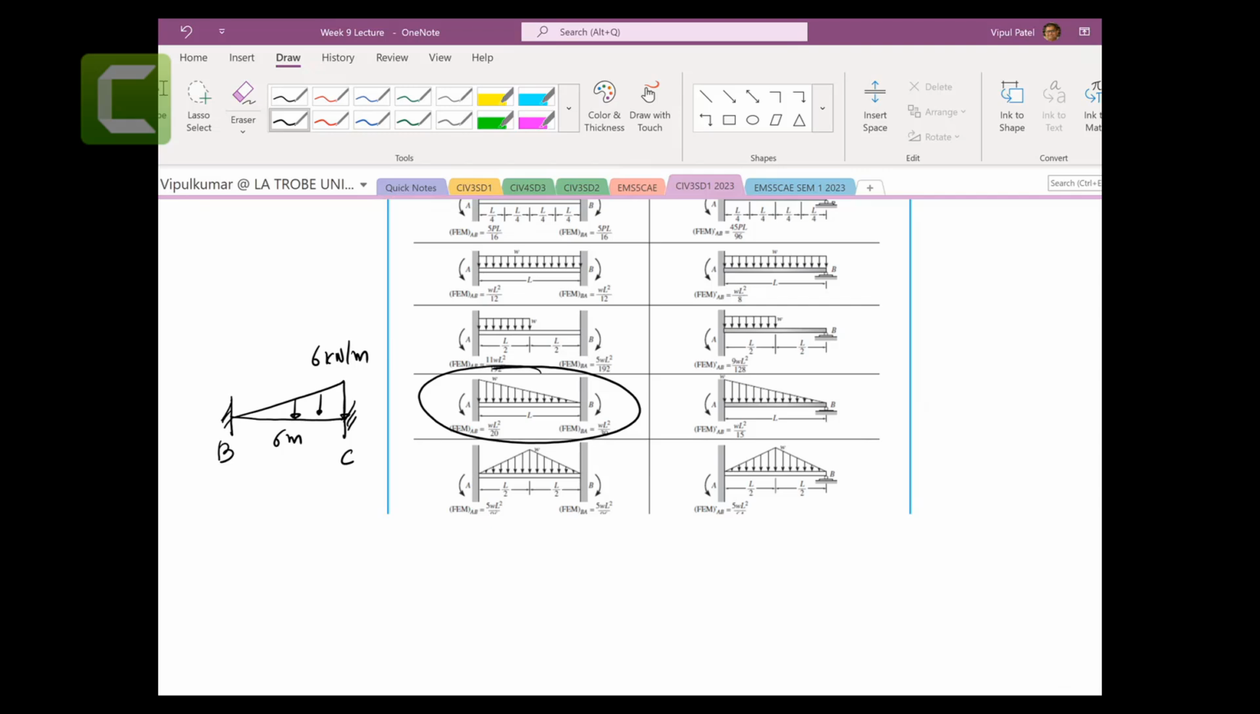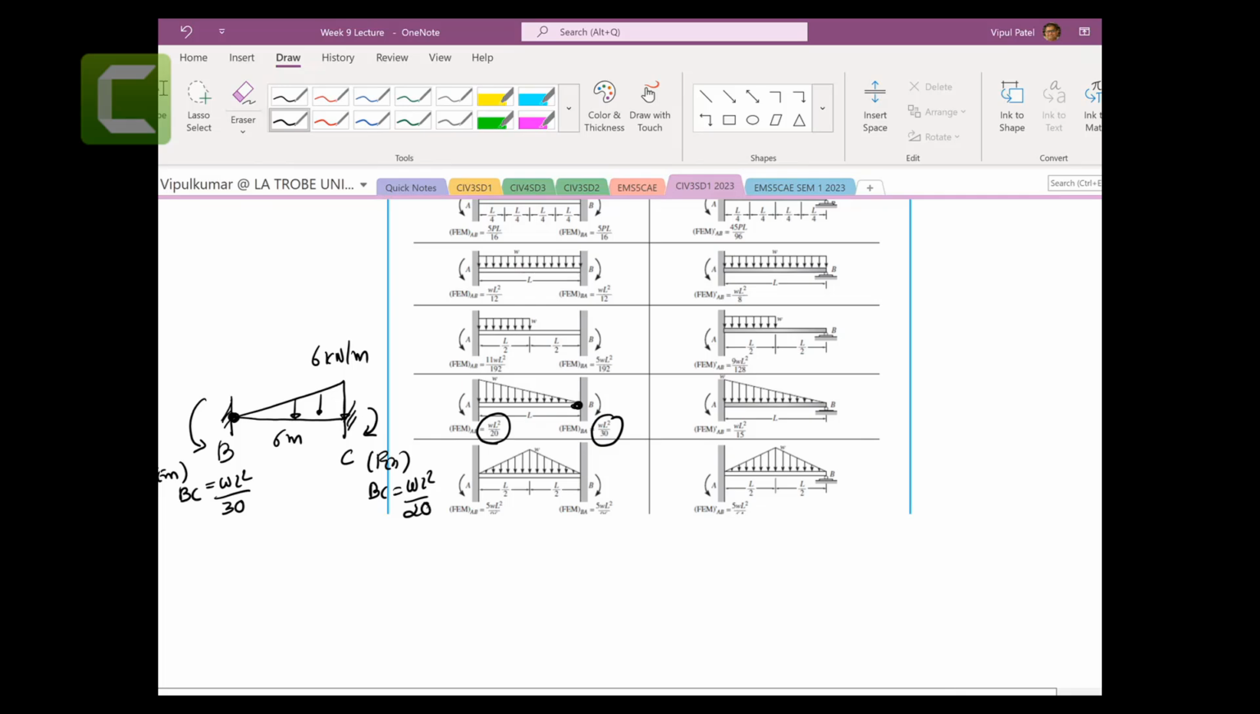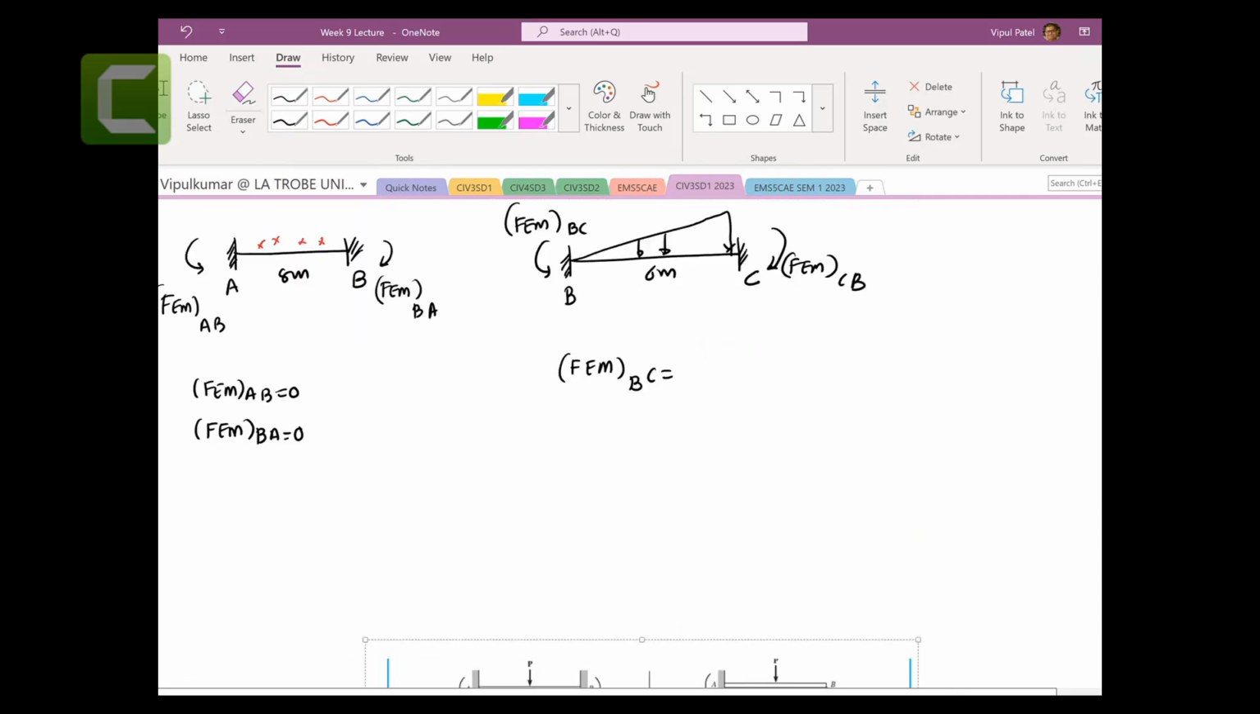So this end would be like this, and this end would be the fixed end moment of BC. And that would be your WL square on 30, right? So that is WL square on 30. You can see this point is small, this point is matching here, and this one is WL square on 20 for the fixed end moment of CB. Now let's go back and check it.